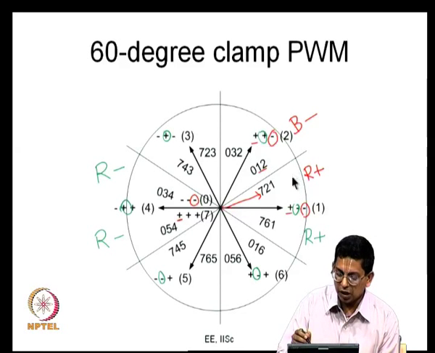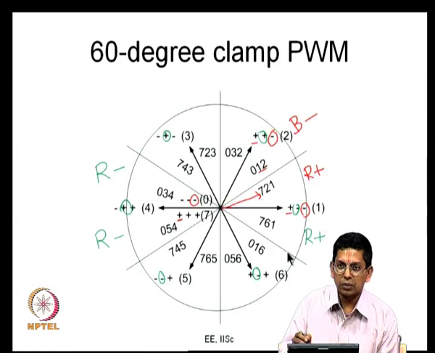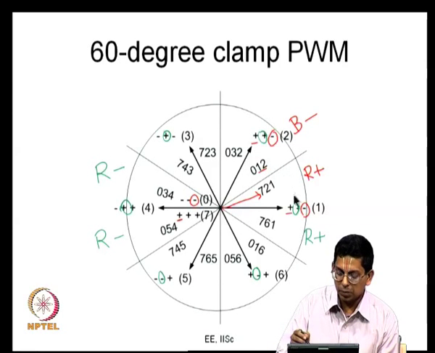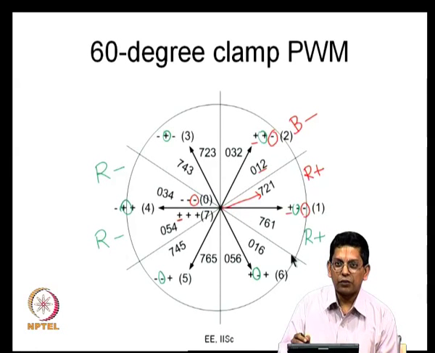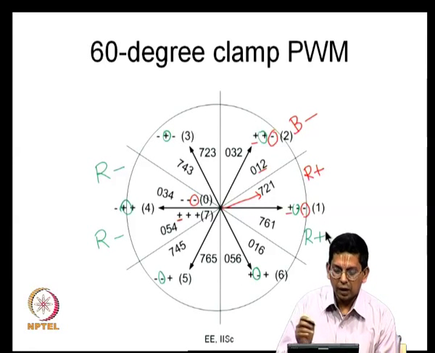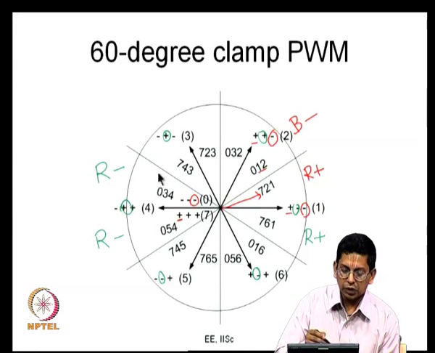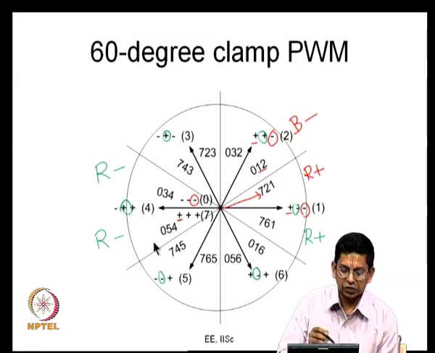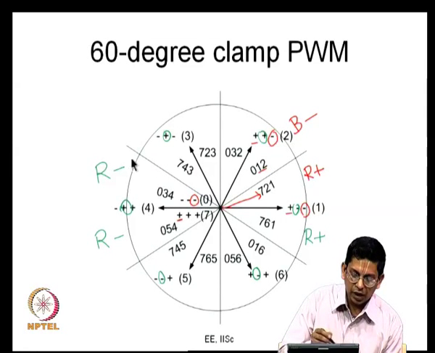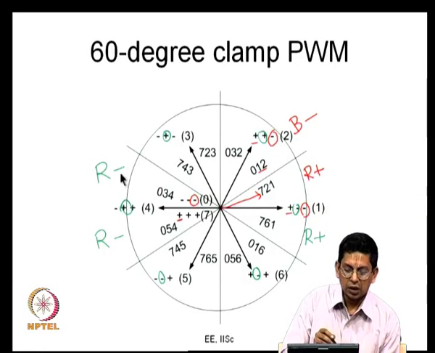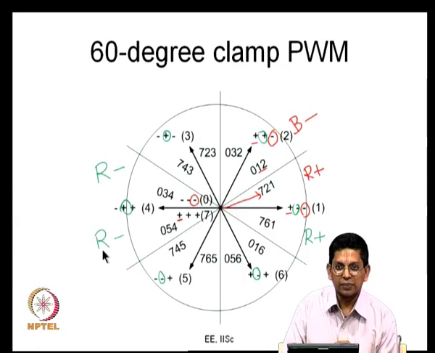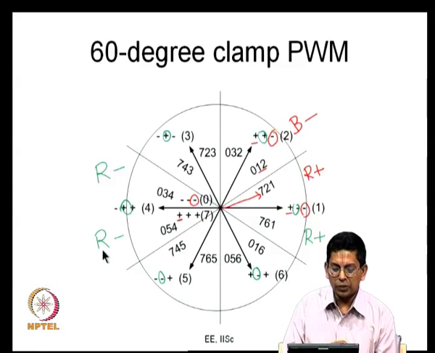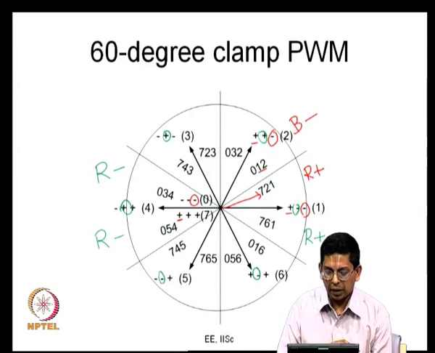Between 60 and 120 degrees you have R phase clamped, that is, R phase is clamped during the middle 60 degree duration of its positive half cycle, where it is clamped to the positive DC rail. Now take the corresponding 60 degree duration in the negative half cycle. This is the middle 60 degree duration in the negative half cycle and you see that R phase is clamped to the negative bus. You see it is R minus and R minus here. Is that fine?